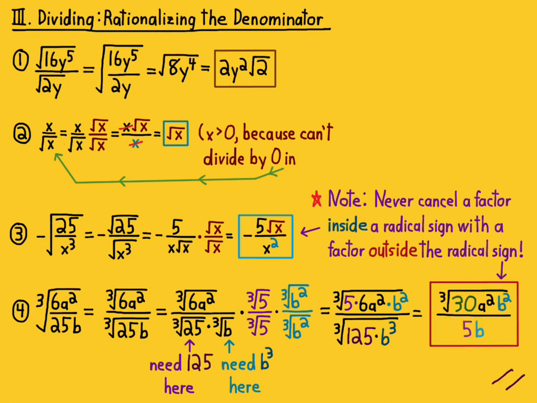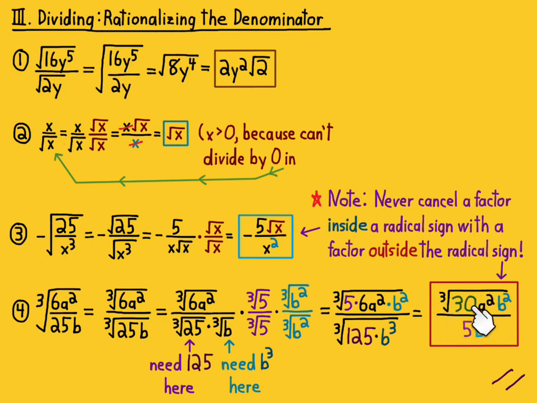And that's the answer. Now, again, you never cancel something inside the radical sign with something outside, no matter how tempted you are. The rule is not if a factor's on top and a factor's on the bottom, then they cancel. That's never been the rule. It never will be the rule. 30 is not a factor of the numerator. It's a factor of the radicand inside of this cube root of the numerator. It's a totally different thing. 5 is a factor of the denominator, but 30 is not a factor of the numerator, so you can't cancel.